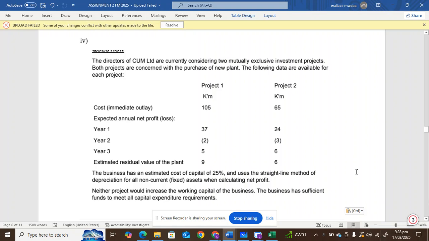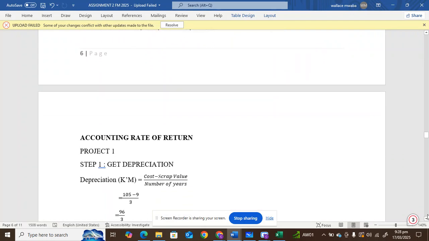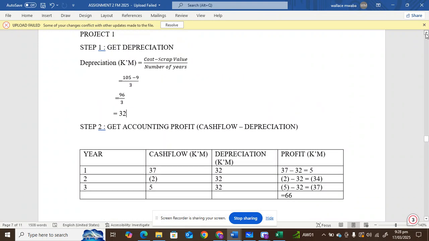So I still look at this question for CUM Limited. There are two projects they are looking at, and I have to see which project is more profitable or more viable for the business. So we're going to use the accounting rate of return. I've put it in step methods so that we get the concept.